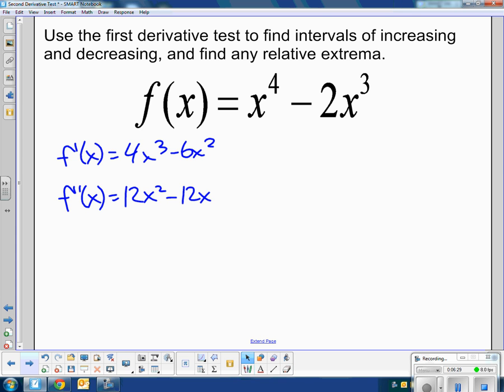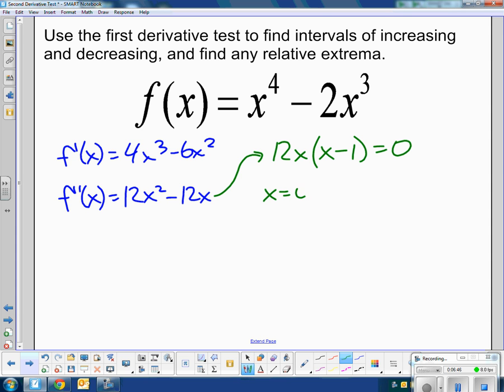And we want to, again, always figure out when is our second derivative going to be 0 or undefined. In order to set that equal to 0, I'm going to factor out a 12 and an x, what they have in common, be left with an x minus 1, and set that equal to 0 to figure out when we have our possible points of inflection. So when x equals 0 or positive 1, we have our possible points of inflection.